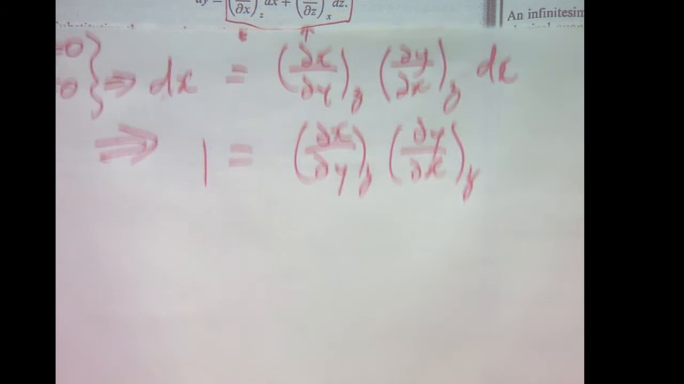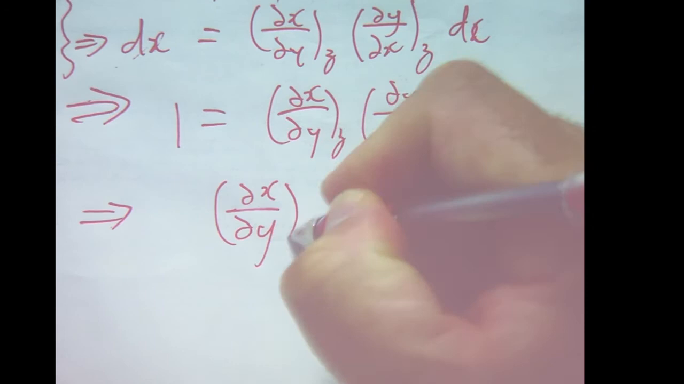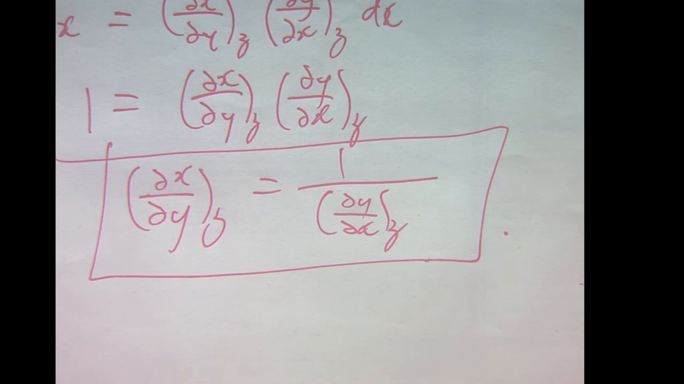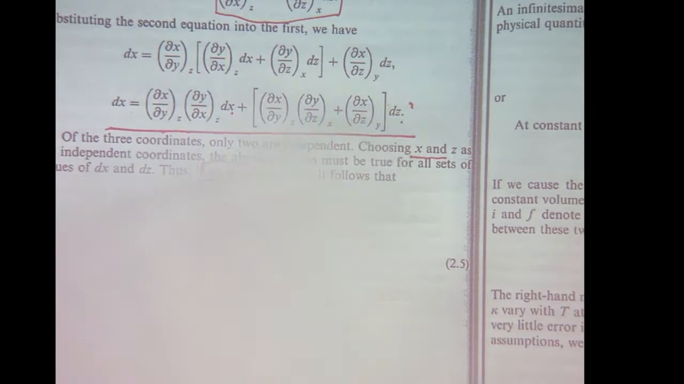So that means that dx by dy at constant z equals 1 over dy by dx at constant z, which is what you are familiar with, because your intuition is from single variable calculus. But in multivariable calculus, your intuition will lead you astray, as you'll see right now. Let's have a look. So that's that one, and the very next one, now back to this equation here.